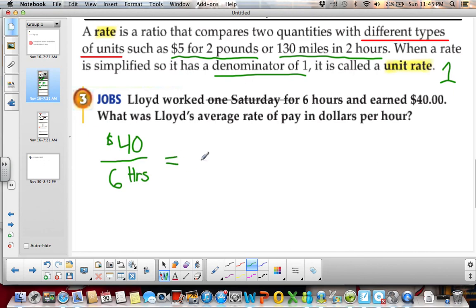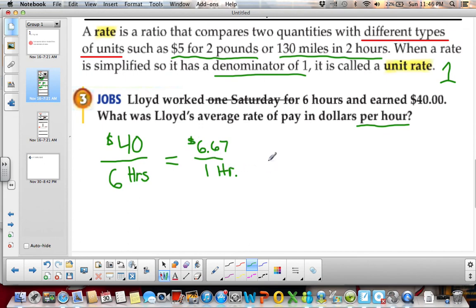To find the unit rate, because we're asked what is his average rate of pay in dollars per hour. So that means for 1 hour. That means we're looking for the unit rate. To find the unit rate, the denominator has to be 1. So we have to change it. So this is 1 hour. Well, I know that 6 divided by 6 equals 1. So 40 divided by 6. So we have to do the same that we do to the denominator. 40 divided by 6 equals $6.67 for 1 hour.